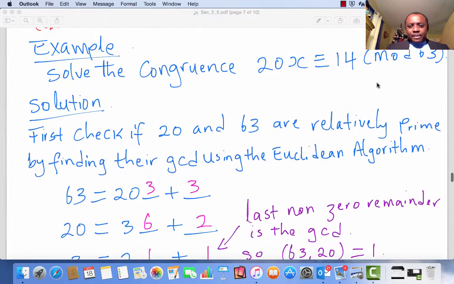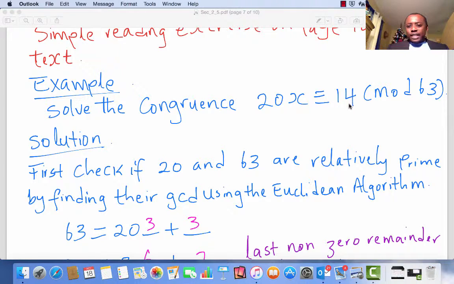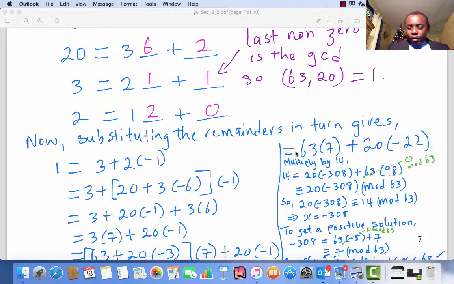Here comes the next step in the procedure. So far, the number 14 has not been used at all. Here is where 14 comes in. What I have is 1 equals 63 times 7 plus 20 times negative 22. I multiply all through by 14, and that gives me 1 times 14, which is 14. Negative 22 times 14, which is negative 308. I keep my 20. 7 times 14 is 98. So my new equation becomes 14 equals 20 times negative 308 plus 63 times 98.